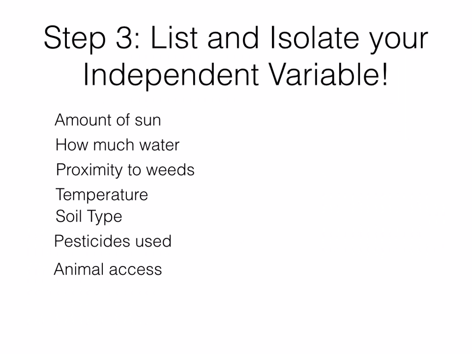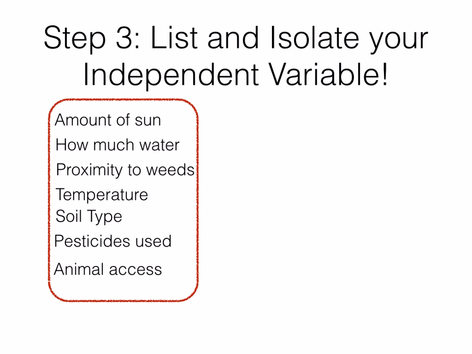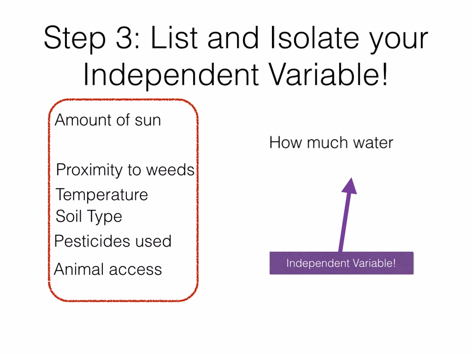So now what we do is, in step three, we're going to list and isolate the independent variable. Okay, so now here on our left, we have all of the variables that we chose. Amount of sun, water, proximity to weeds, temperature, soil type, pesticides used, and animal access. But what we want to do is only isolate one and pick one of those so that we can really key in on it. In this case, we're going to pull out how much water. And this is going to be our independent variable because we made it independent of all the other variables. Those other variables, however, are very important because what we're going to do is not change them. Those are going to be what are called constants.